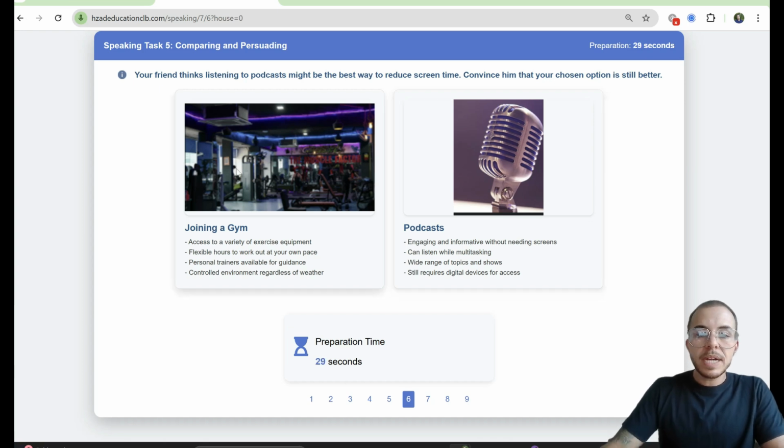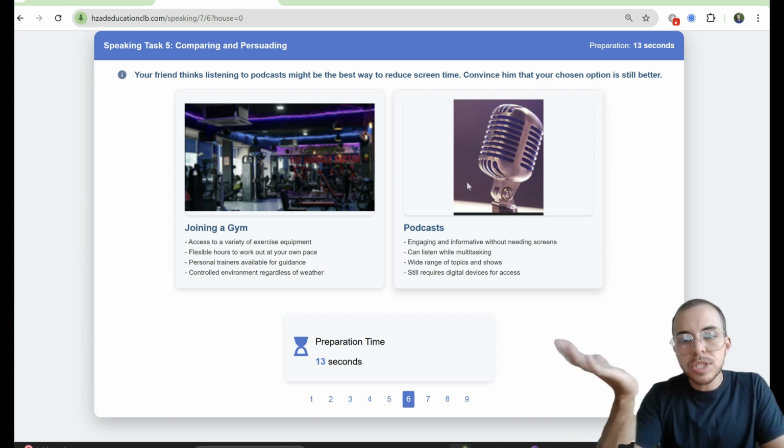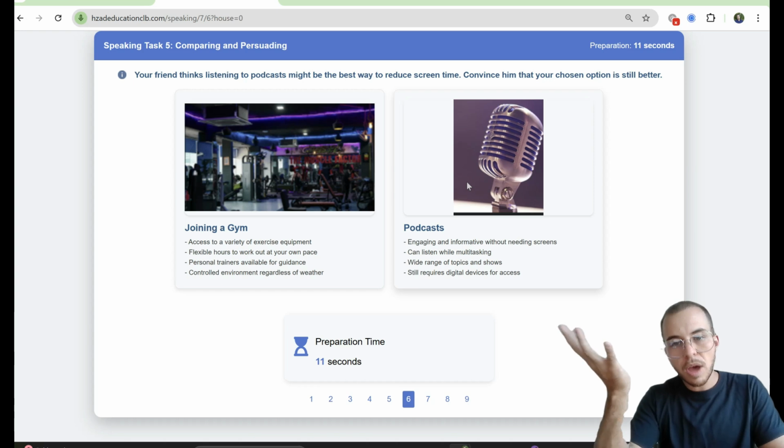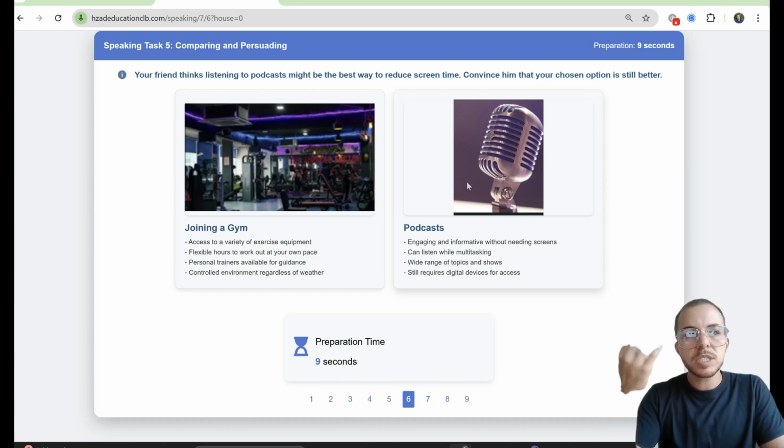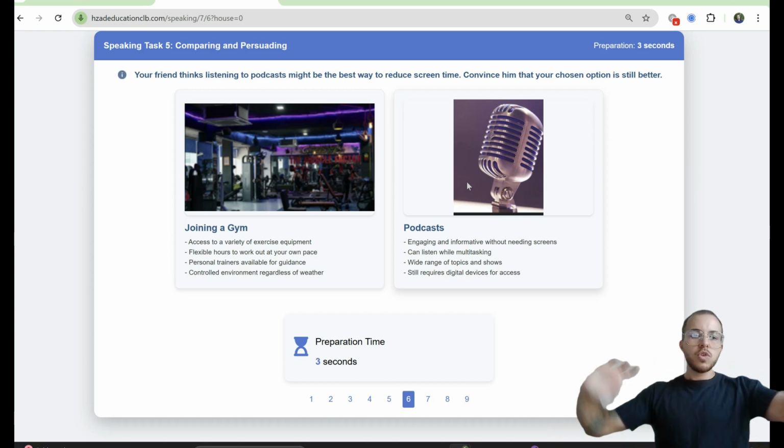Well, you might say joining a gym is good for these reasons. However, some people might think listening to podcasts will help reduce screen time. Although this is wrong because of these reasons. So you want to acknowledge the podcast or the other option and just explain why that is not as suitable as joining a gym, my option. Okay.